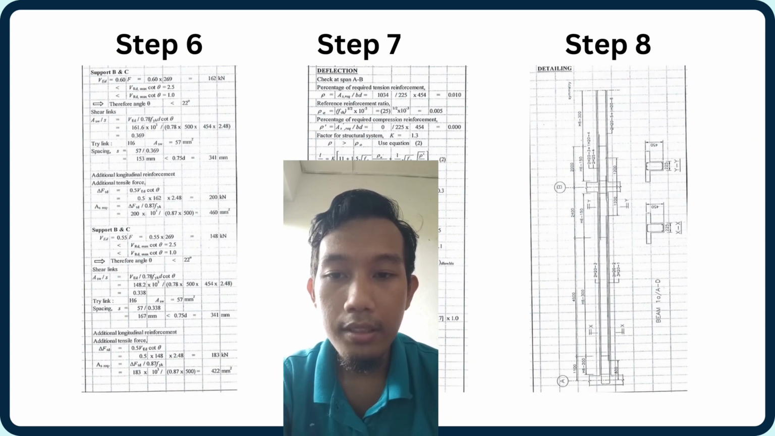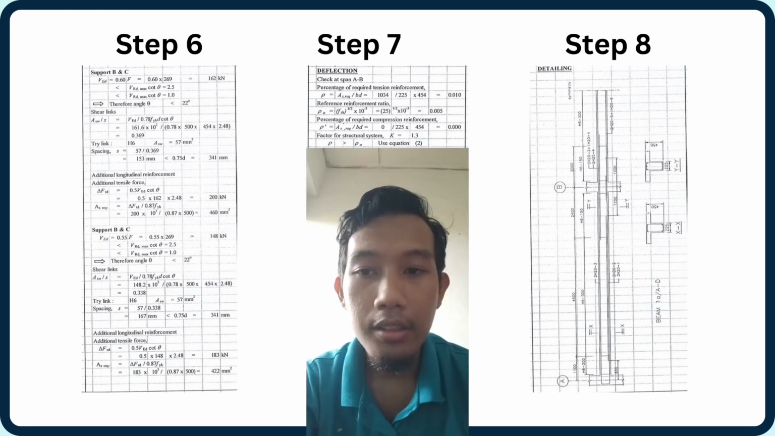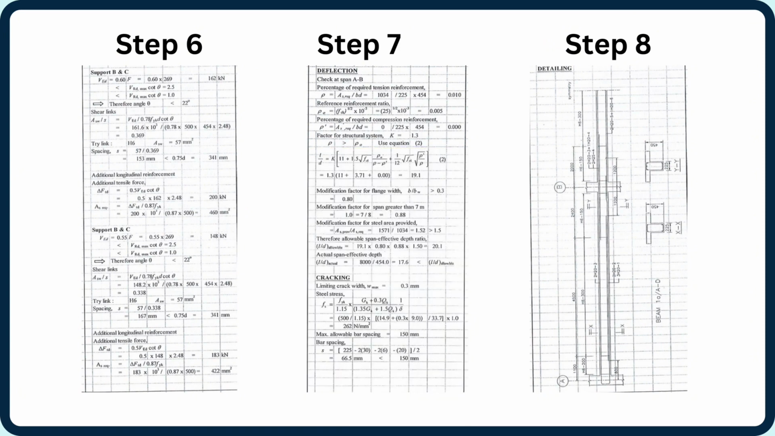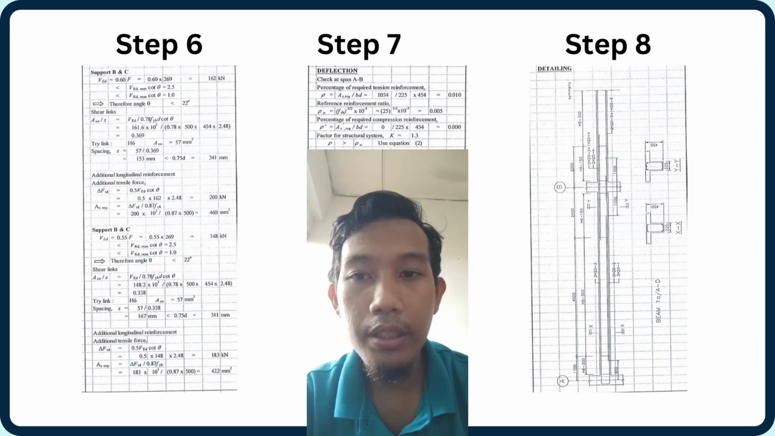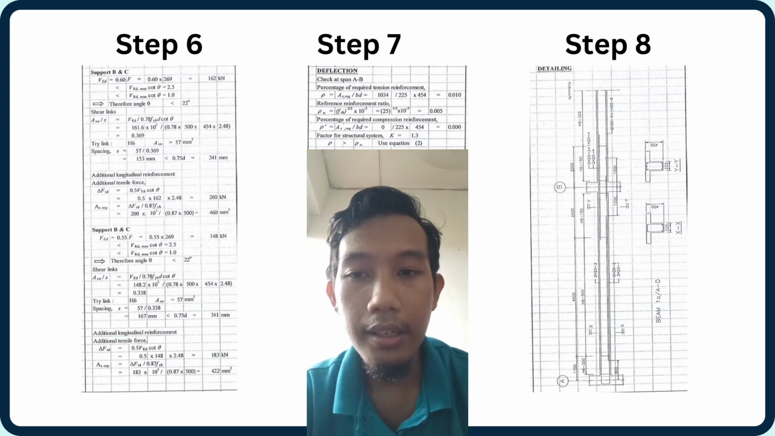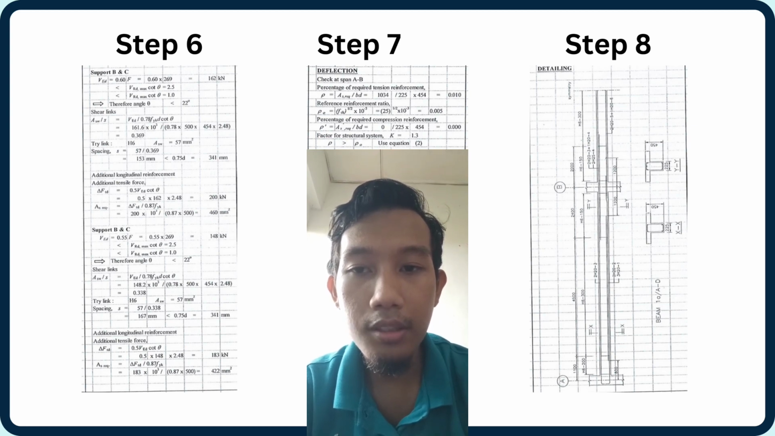For spacing, S is 341 mm. Additional longitudinal reinforcement, additional tensile force FTD equals 200 kilonewton. AS rec is 460 mm square. For shearing, ASW over S is 0.338. So trailing H6, ASW equals 57 mm square.